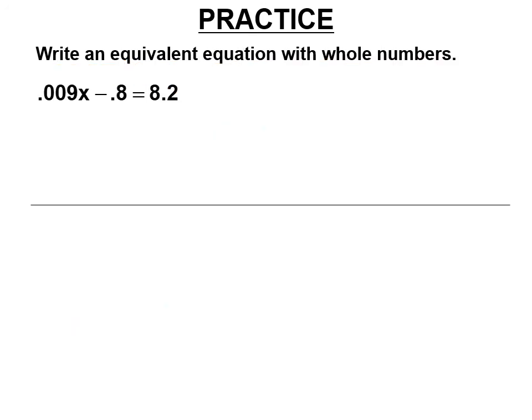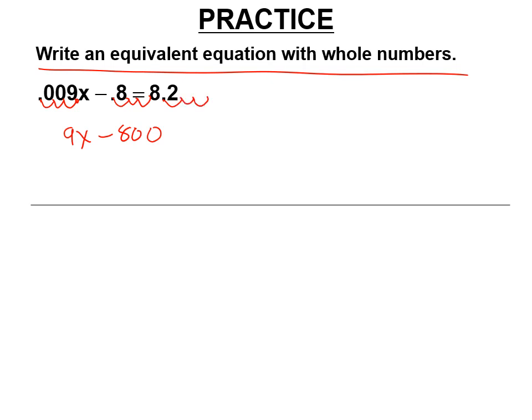All right, so all it says is write an equivalent equation. So how many times are you going to move the decimal point? Right, 1, 2, 3 to make that 9x. But once you do that, 1, 2, 3, that must be 800. 1, 2, 3, that must be 8,200. That's the equation with the same answer as the one we started.